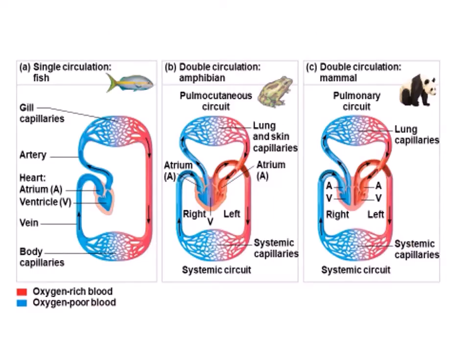So if we look again to kind of review, we've got single circulation, double circulation in amphibians with the pulmocutaneous circuit, and the double circulation that we're going to find in mammals. So the fish has a 2-chambered heart with 1 atrium and 1 ventricle. The amphibian has a 3-chambered heart with 2 atria and 1 ventricle. And then the mammal, like ourselves, has a 4-chambered heart with 2 atria and 2 ventricles.